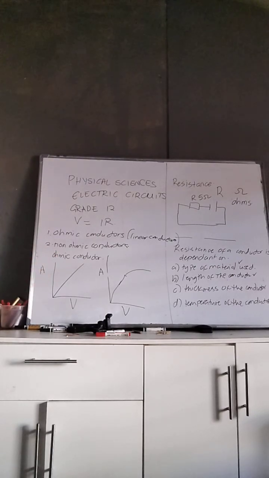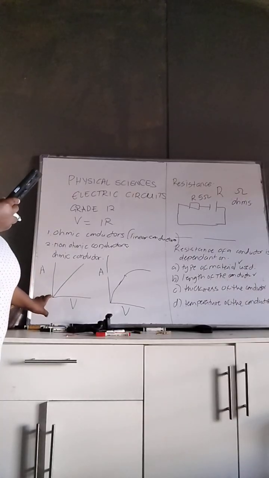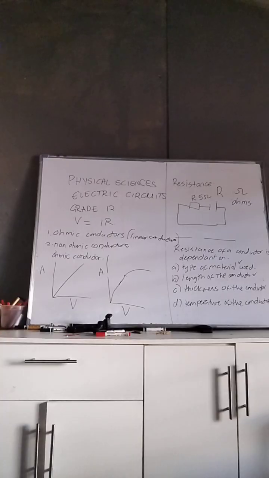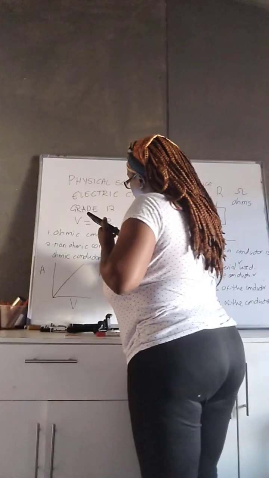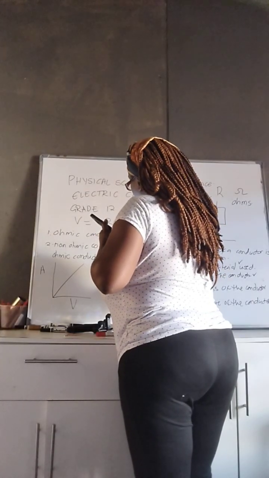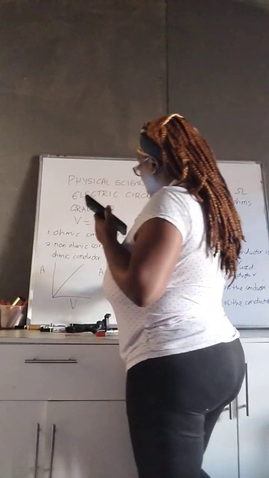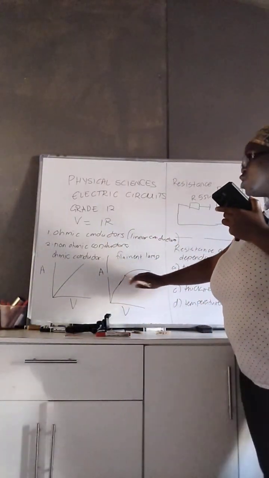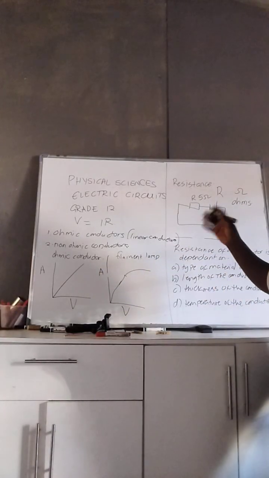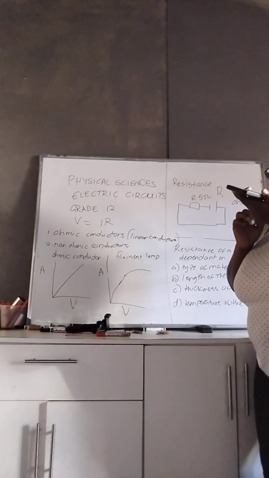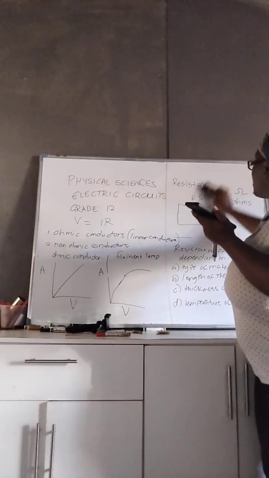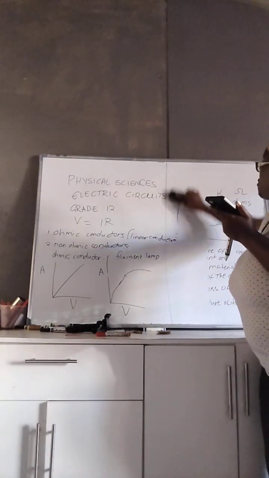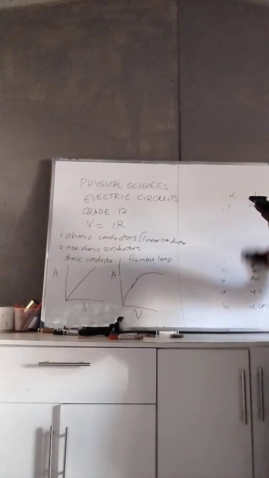The current versus potential difference for an ohmic graph is a straight line like that. For the filament lamp, you realize that the current is going to increase, but when it comes to this part, that's when it's going to start having a constant current. And then the diode is also different, something different from what we normally know.